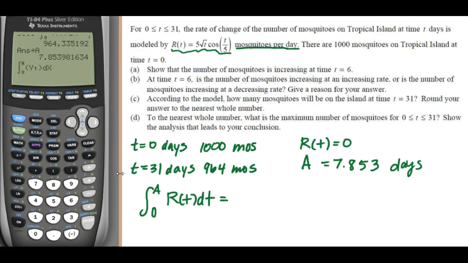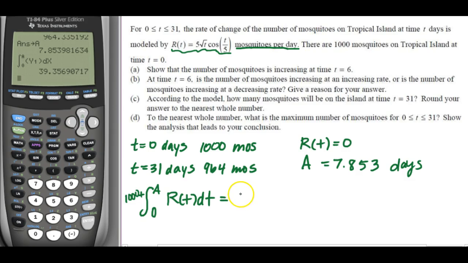And this number is going to represent the net change in the number of mosquitoes between 0 and 7.853 days. So this is the net change in mosquitoes between 0 and 31 days. So we can't forget to add, didn't leave much space for it, but we can't forget to add 1,000 to that net change. So that's how many mosquitoes were added to the island between 0 and 7.853 days. But there were already 1,000 to begin with, and our question's asking what's the maximum number there were.